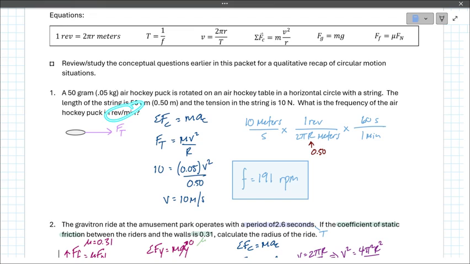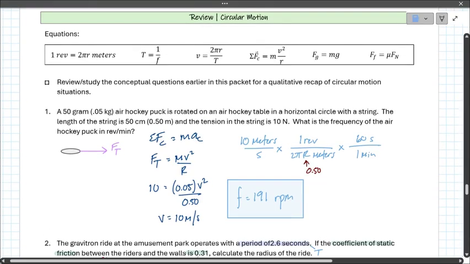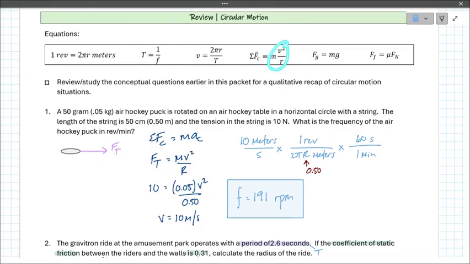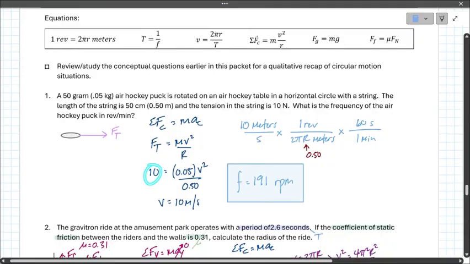Our strategy here is going to be using the tension that's known to find a speed, and then we can find our frequency from the speed. So we're going to start with Newton's second law. We're going to take our centripetal force, rewrite it as tension, because tension is allowing us to move in a circle. Now a is v squared over r, and you'll see basically a combination of these two equations set up right here. We have the net centripetal force and then mv squared over r. But you could also start with this and make your a substitution. Tension is given as 10, mass and radius are both given, so we can solve for a speed v.